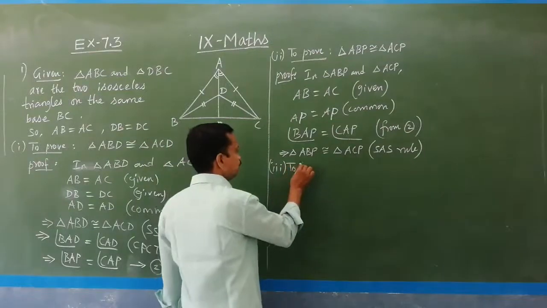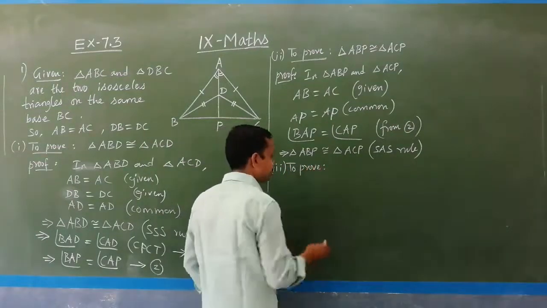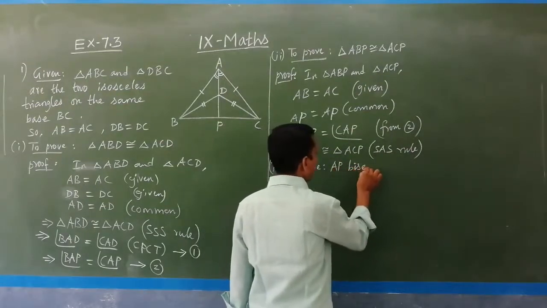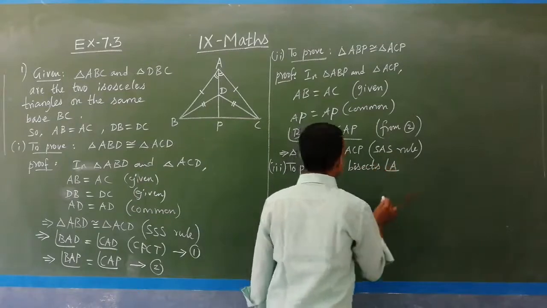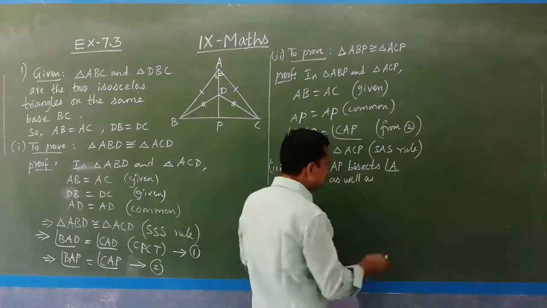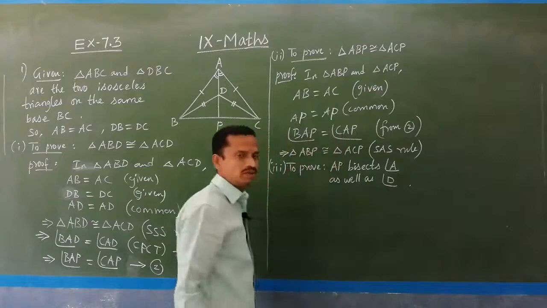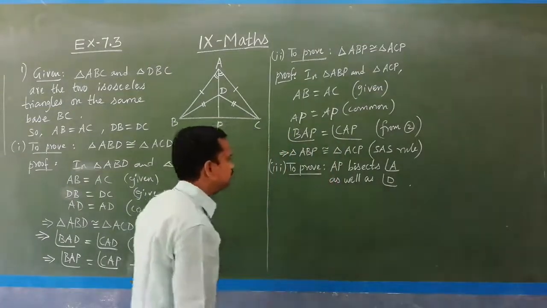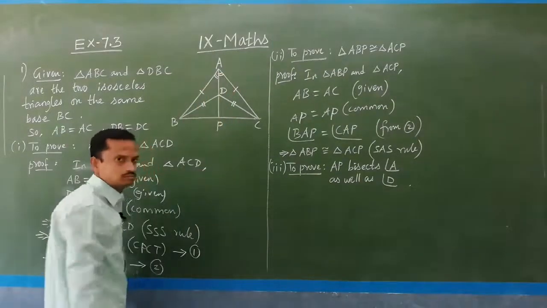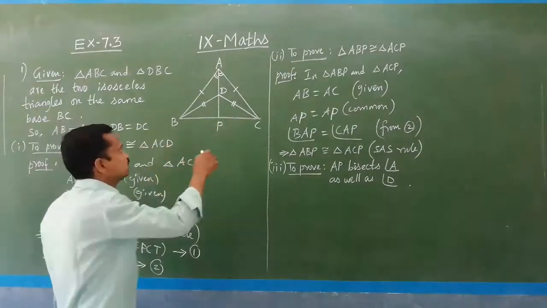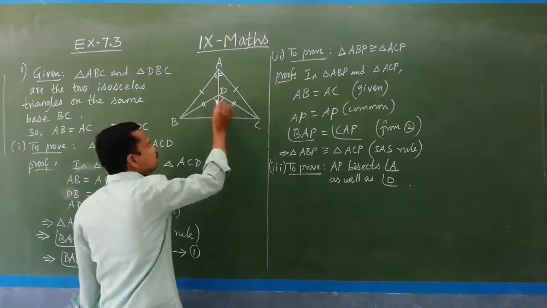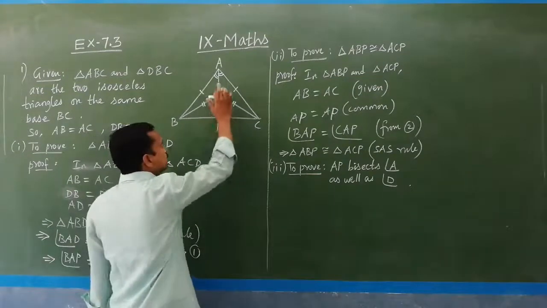To prove: AP bisects angle A as well as angle D. So, this is what we have to prove. Clear? AP, where is it? AP bisects angle A means this angle A. So, AP bisects angle A as well as angle D means these two angles. You see here, we have to say these two are also bisected by AP.